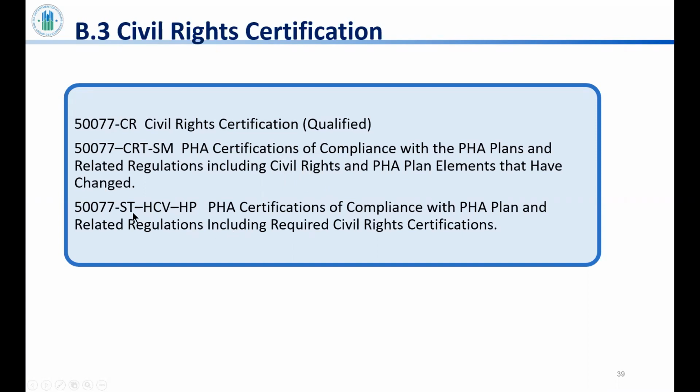And then you have the last one on this list. It is the PHA certification of compliance with the PHA plan and related regulations, including the required civil rights certification. This form is completed by standard, troubled, HCV only, and high performer PHAs.